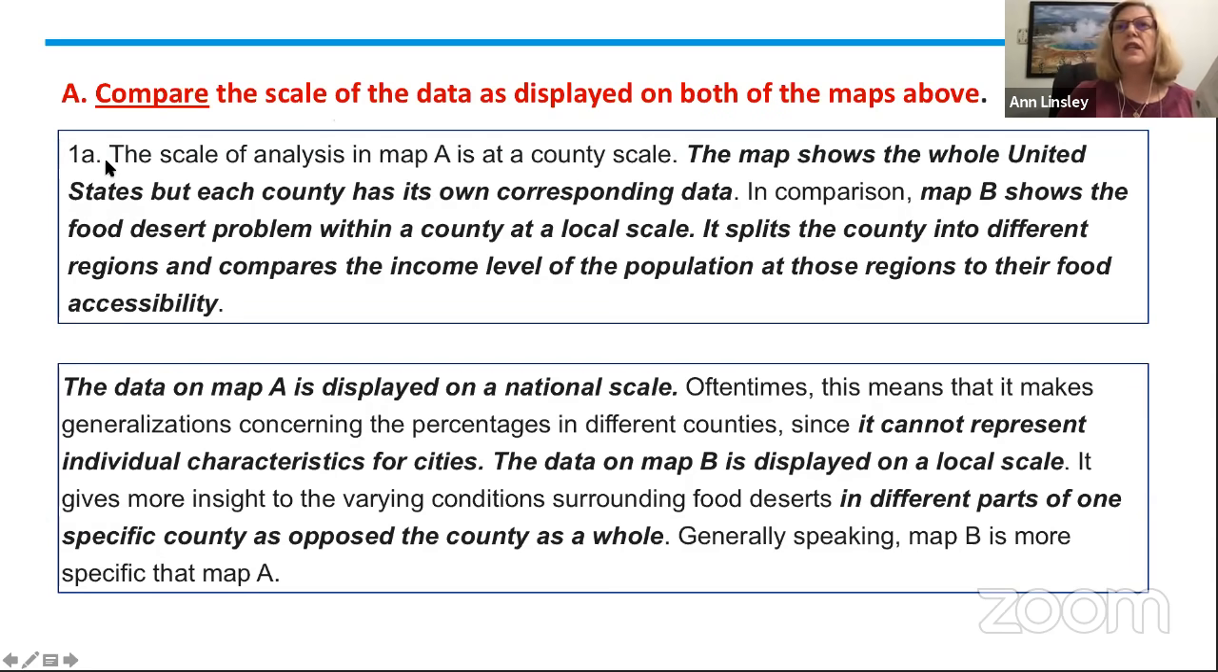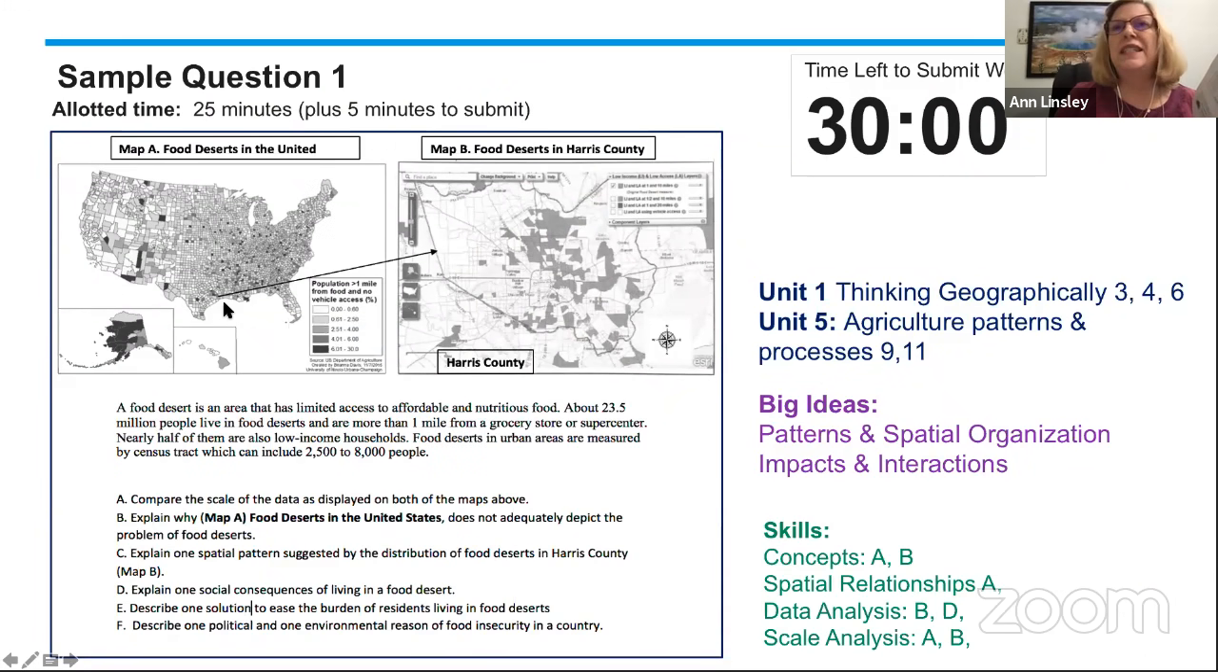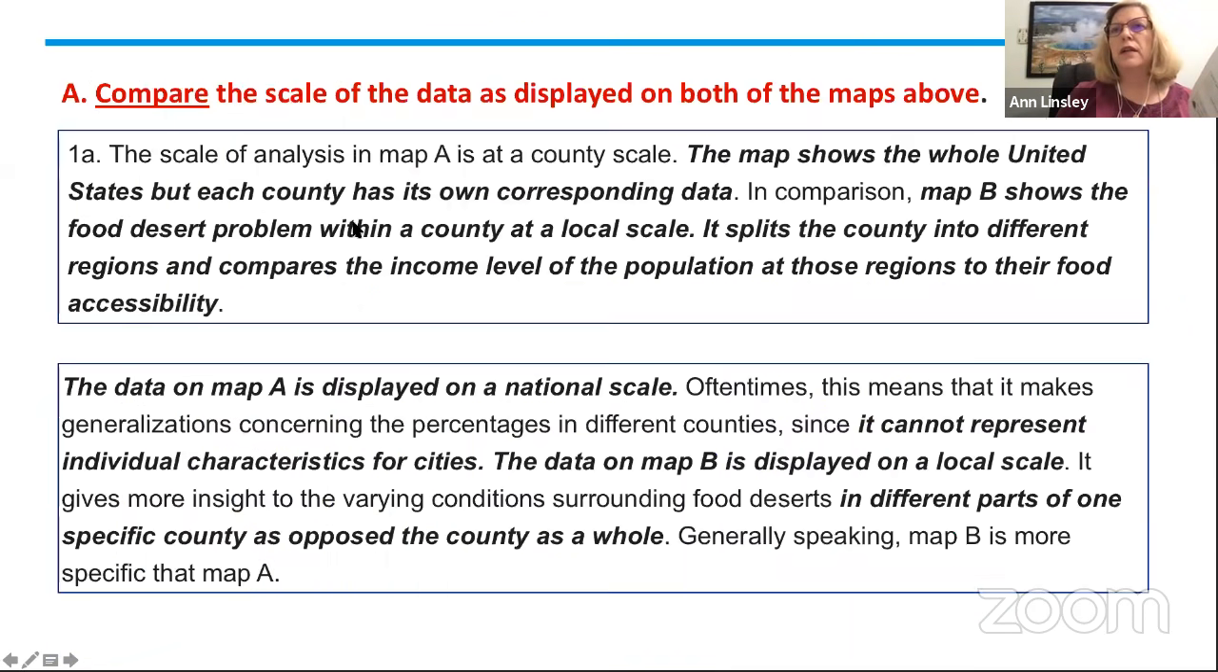So map A, once again, is the United States, but the data is at the county level, not the state or the whole country. It is a US map. The scale of analysis is at the county scale. The map shows the whole United States, but each county has its own corresponding data, okay? In comparison, this is a compare question. In comparison, map B shows the food desert problem within a county at a local scale.